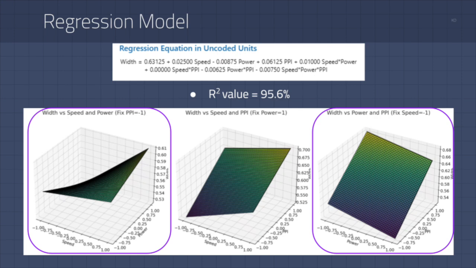From the data collected with the different combinations of factor levels, a regression model was produced to predict the most appropriate input levels for speed, power, and PPI to achieve the desired target kerf width. The R-square value for this regression model is 95.6%.